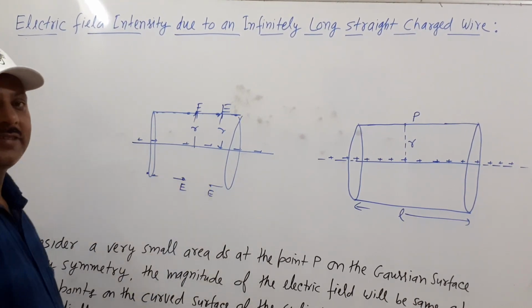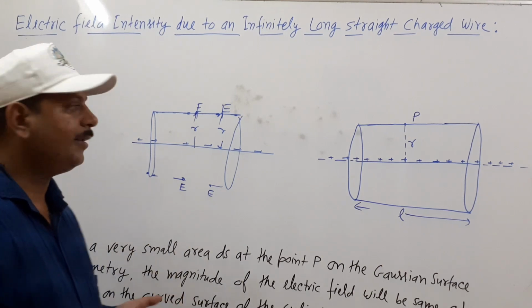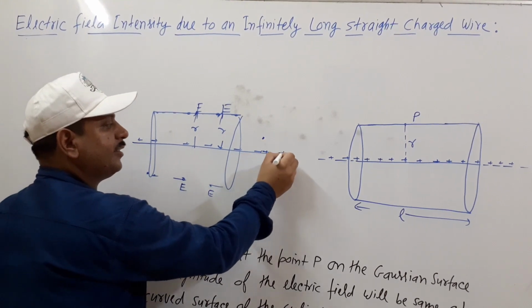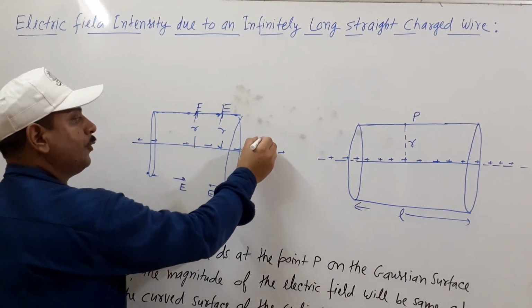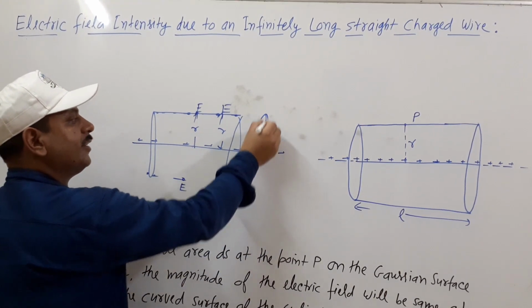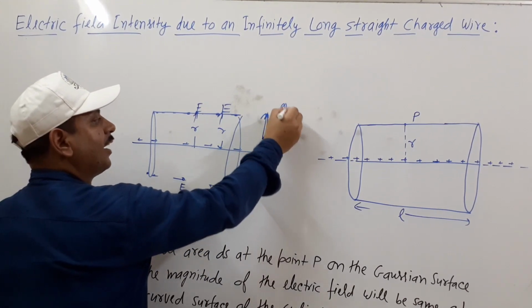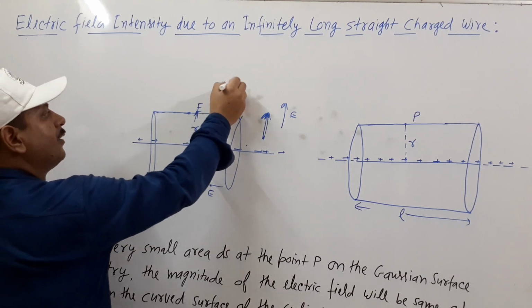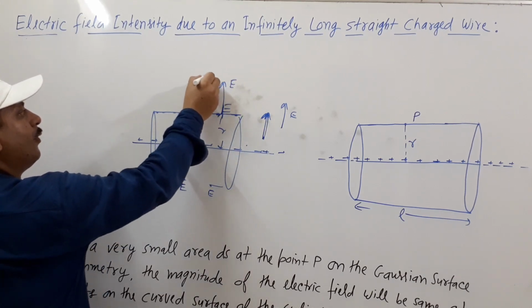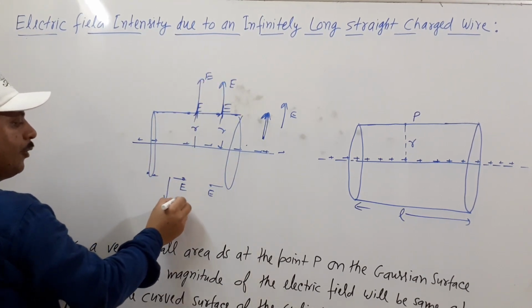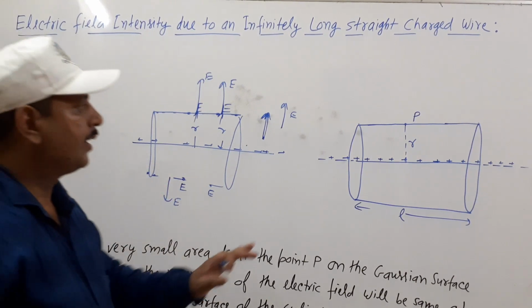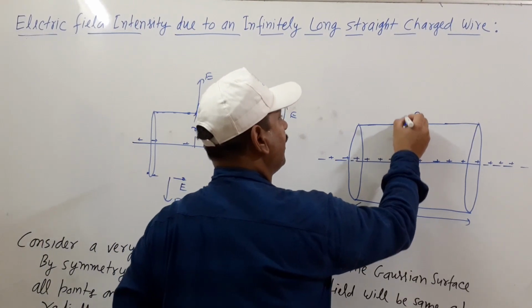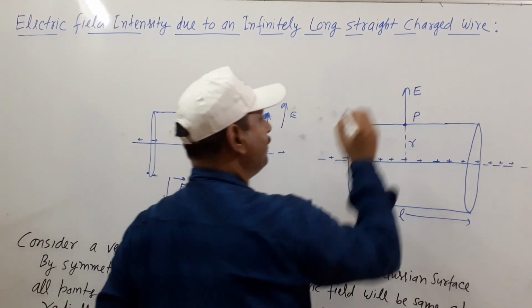First thing. Second thing, what will be the direction? If you go for the direction, at each and every point, this is the charge, the infinite charge you have taken, so they are radially outward. For this, the electric field intensity direction will be this, radially outward. Here also radially outward. Here also radially outward. If you see electric field intensity at point P, this will be radially outward.